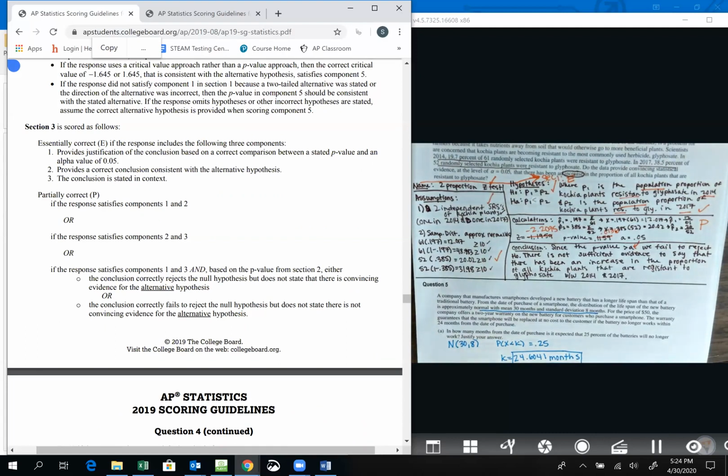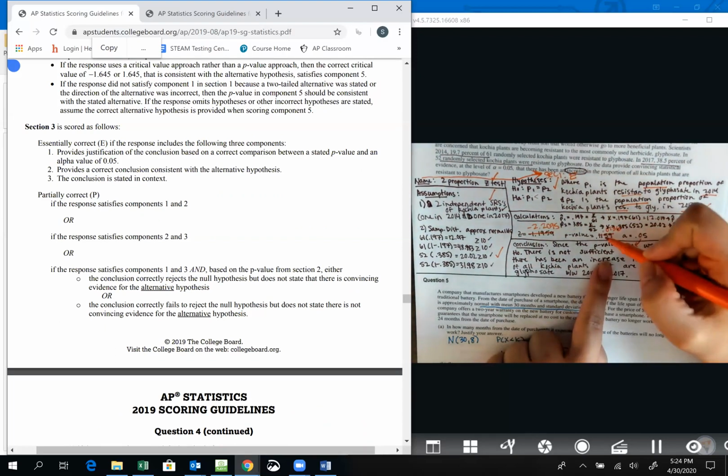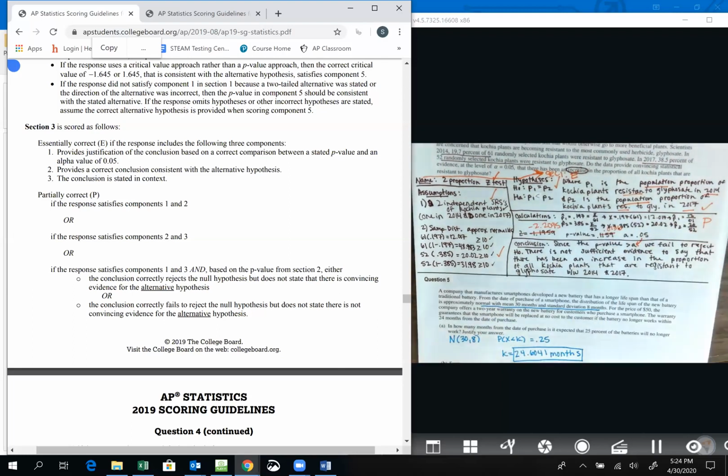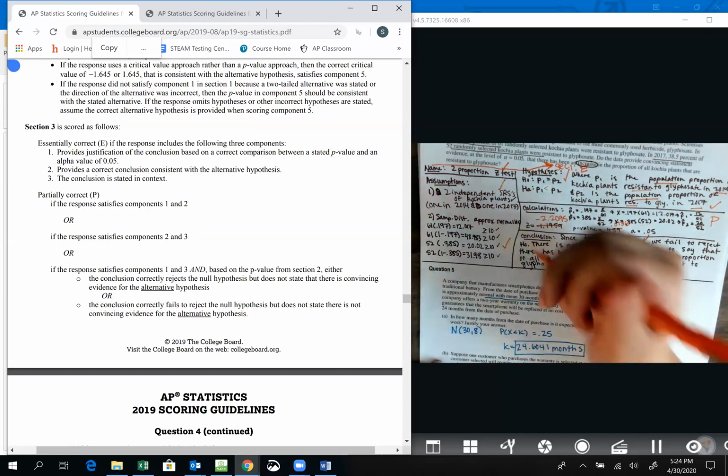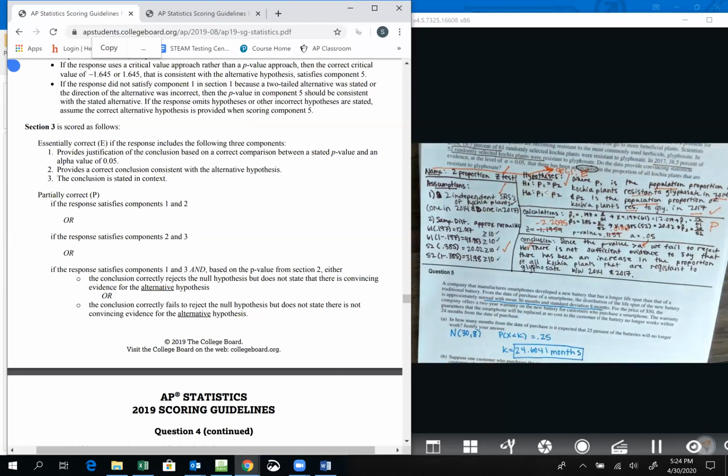Provide correct justification of the conclusion based on a correct comparison between a stated p-value and a correct value of alpha. So my p-value was wrong, however, which made my conclusion technically wrong, but it is correct based on my p-value. So that would be correct. But if you had the right p-value, which I imagine you did, since the p-value is less than alpha, we reject H0. Should be your first line.